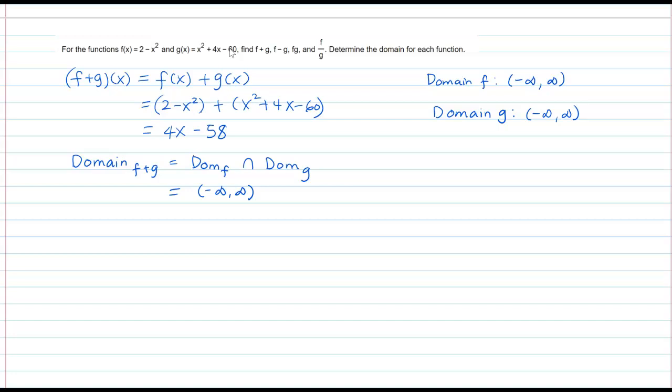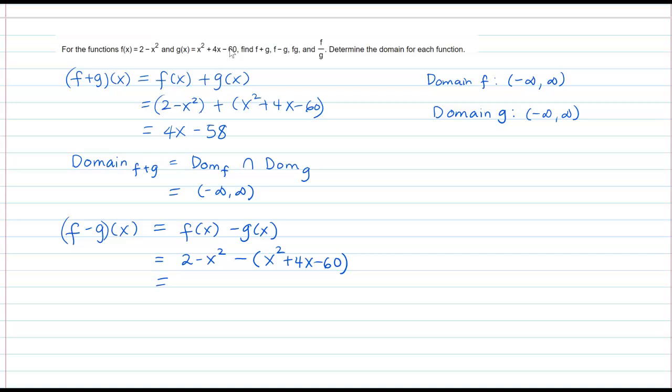And the same also for f minus g. The domain for that is the intersection of the domain of f and the domain of g. Now let's compute f minus g of x. f minus g of x is equal to f of x minus g of x. So you write down f of x, that's 2 minus x squared, minus, in parentheses, x squared plus 4x minus 60.